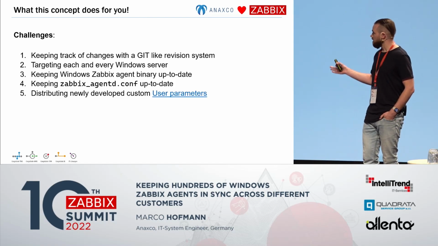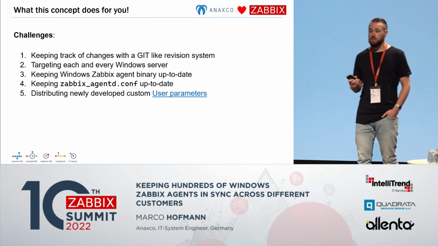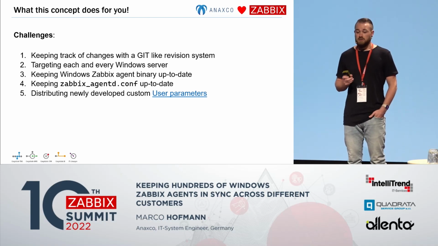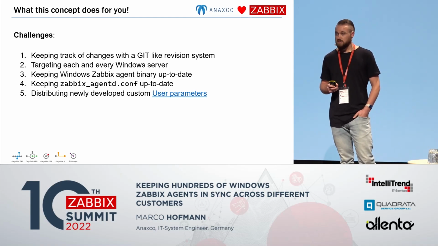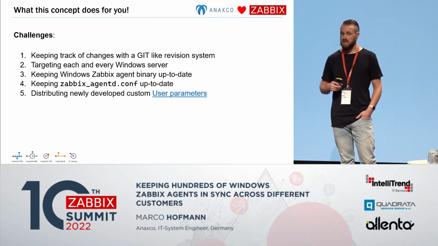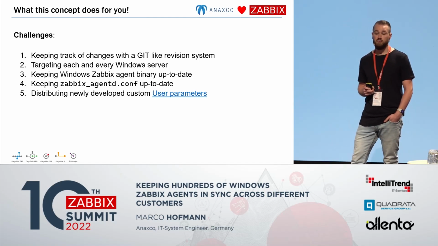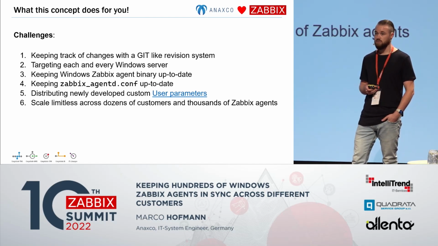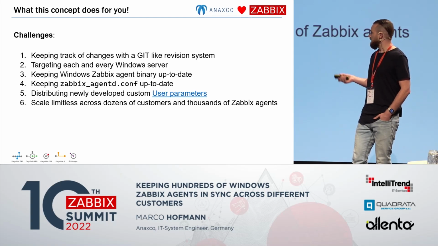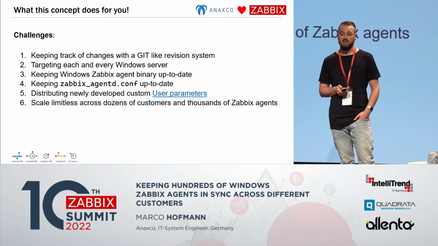Then we have our challenges 3, 4, and 5, which are nearly the same. First, we want to keep our agent binary files up to date. We want to keep our Zabbix agent configuration file up to date. As the Zabbix binary version changes, maybe we need to adapt the configuration file. And we want to be able to distribute newly custom developed user parameters. And finally, we want to be able to scale limitless across dozens of customers and thousands of agents.